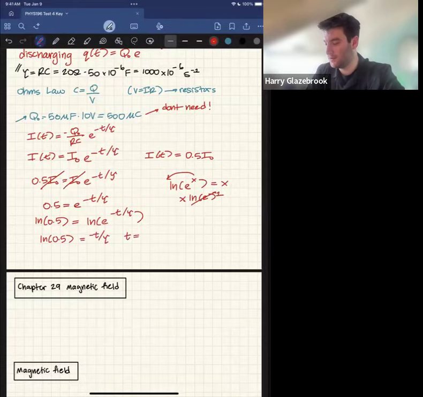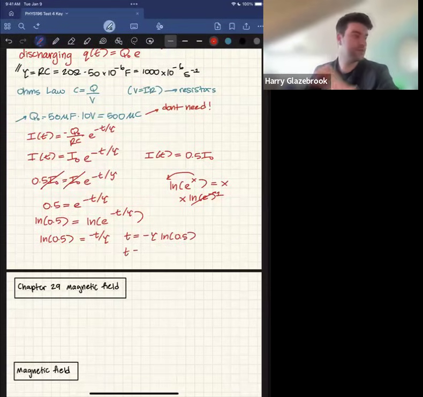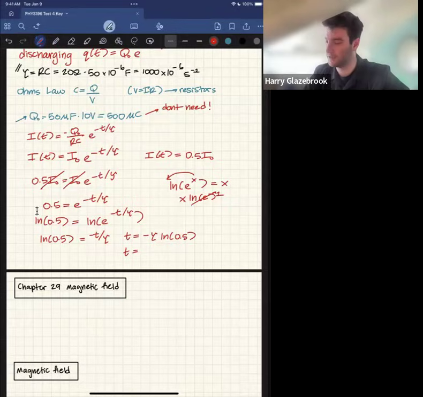So my time is just negative tau ln 0.5. I also don't have that in the calculator, so I'm just going to write it as 20 ohms times 50 times 10 to the negative 6 farads, with a negative sign, times ln 0.5.